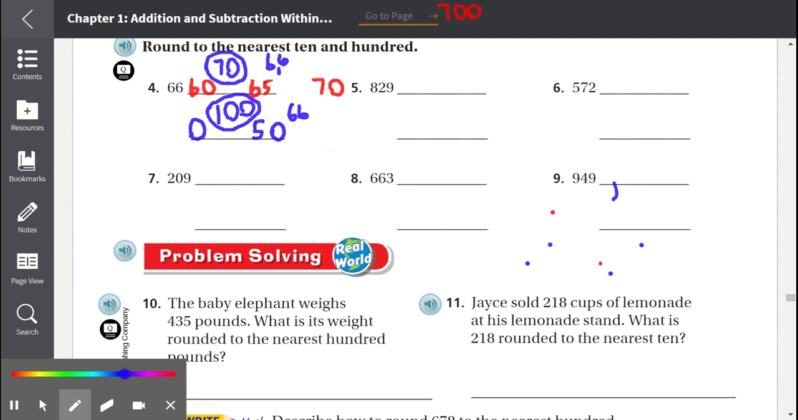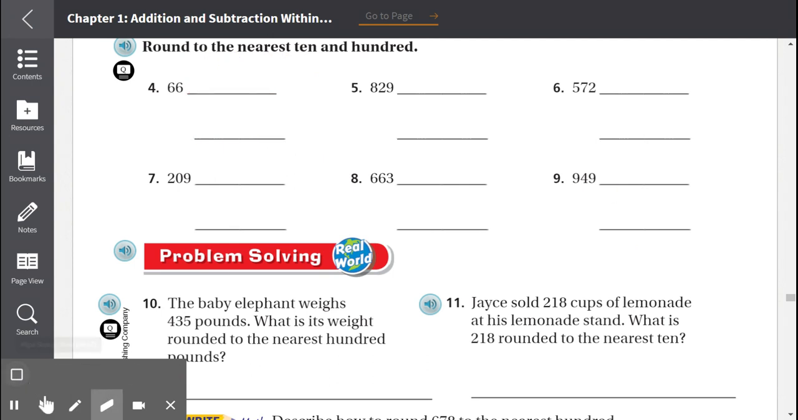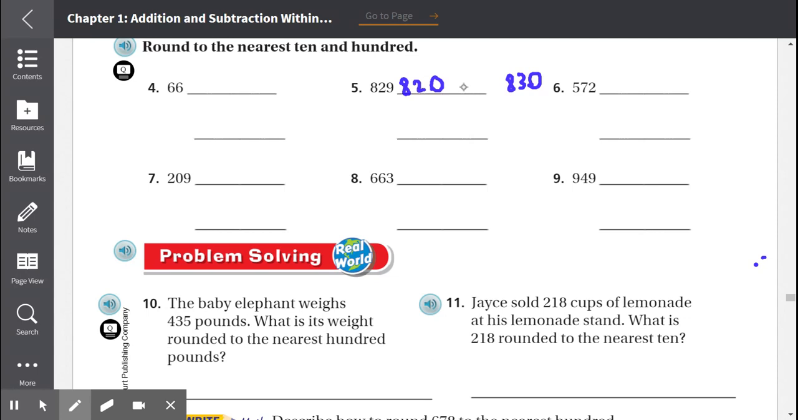Number 5. We have 829. We have to round it to the nearest 10 and again to the nearest 100. So 829, the nearest tens would be 820 and 830. Now let's find the number that's directly in the middle of 820 and 830. The number that falls in the middle of 820 and 830 is 825.